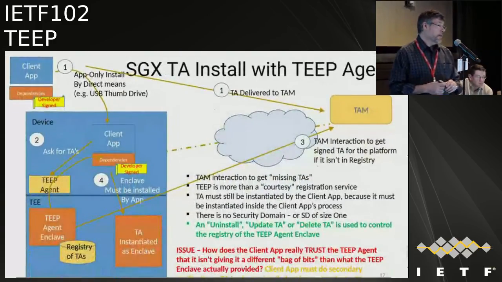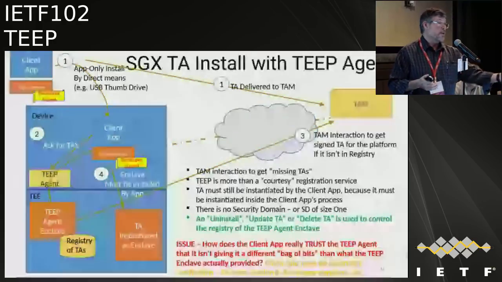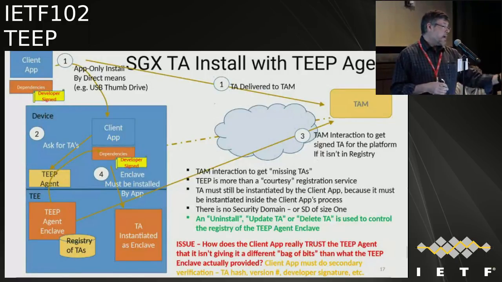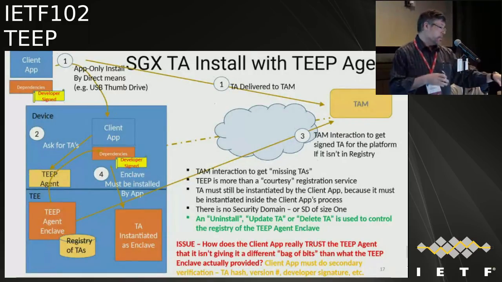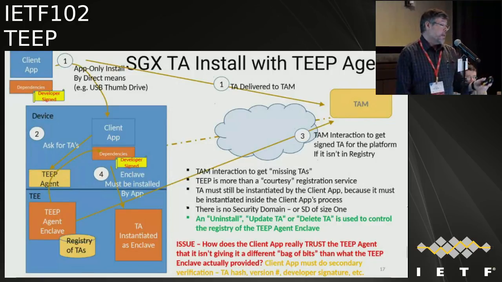So the way I kind of thought about this is, you install the app, and then in step two, you say, hey, I need these two TAs, right? And so I showed that I've got some dependency. It's probably a manifest that's signed or something like that. And that would go into the TEEP agent's enclave. And then that TEEP agent enclave would go and talk to the TAM. Now, obviously, I didn't show it here because it gets a little crazy, it would have to go back out to the TEEP agent, and the TEEP agent would have a socket out to the TAM. And then that TAM interaction would either get a signed TA if it wasn't in the registry.